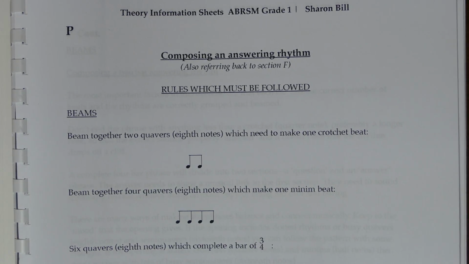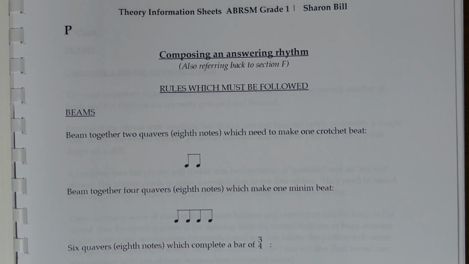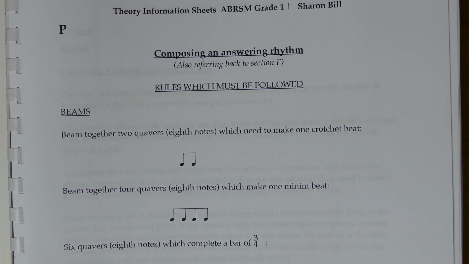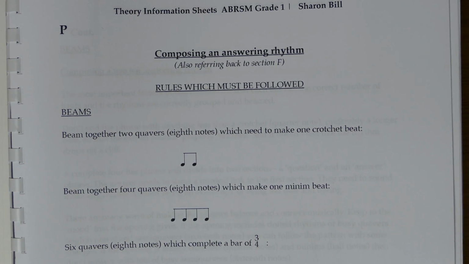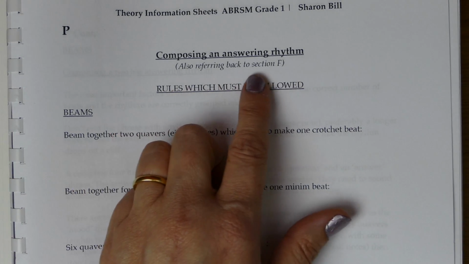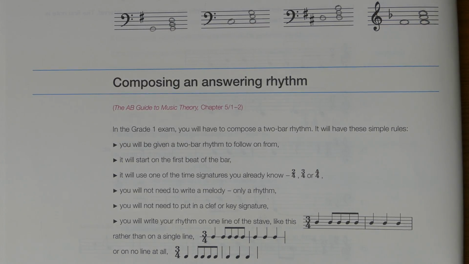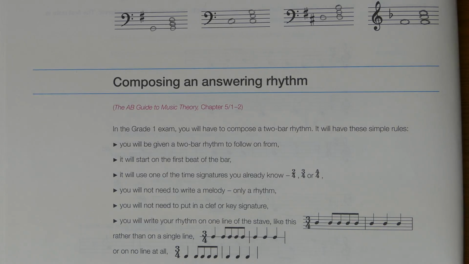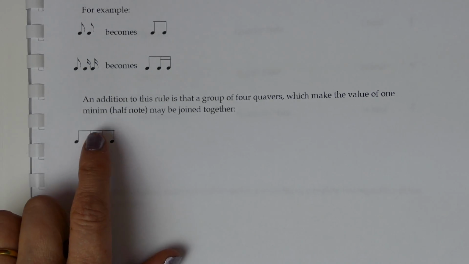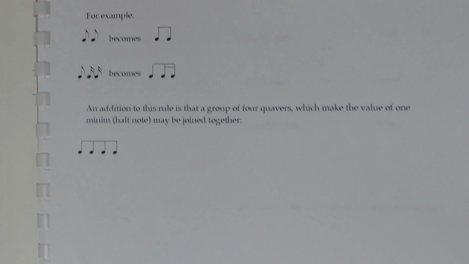It falls into two parts. We'll look at the first part at the moment, which shows you rules for beaming, which must be followed. It refers back to what we covered in section F, so I suggest you pop back to page F and also the work that you did in your workbook, just to refresh your memory. The first part was covered here where we talked about beaming quavers and semiquavers together. We're now going to add a few extra bits and bobs to that knowledge.